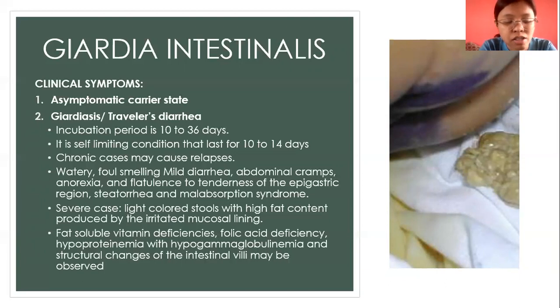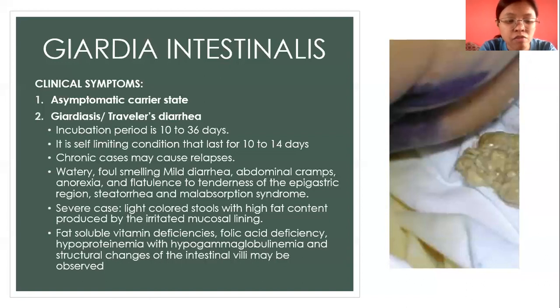So, usually, ang ating symptoms for Giardia is watery, foul-smelling, mild diarrhea, abdominal cramps, anorexia, flatulence, tenderness of the epigastric region, steatorrhea, and malabsorption syndrome. So, yung steatorrhea, itong nasa picture na nasa right side. So, pag sinabi natin steatorrhea, meron pong fats sa stool ng patient.